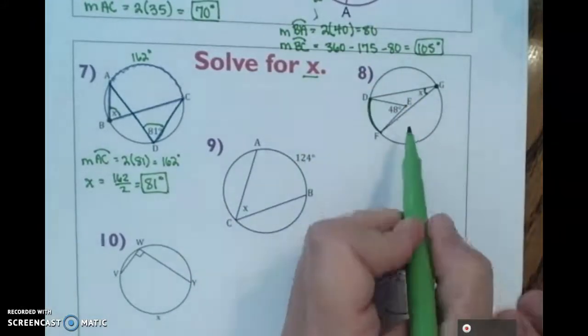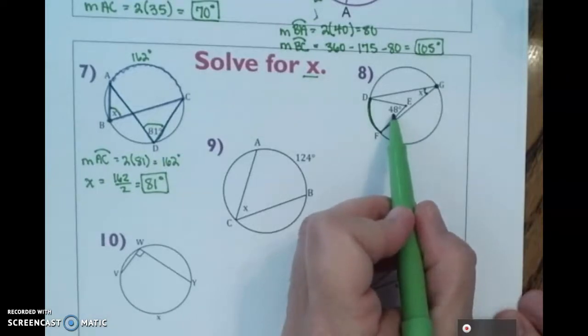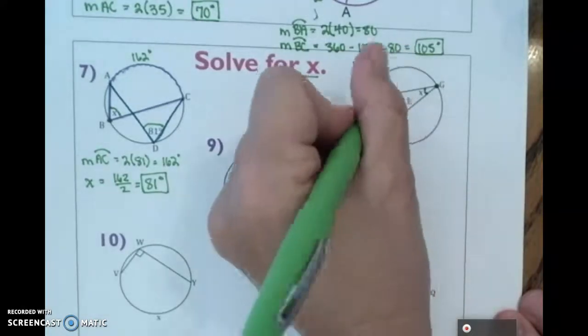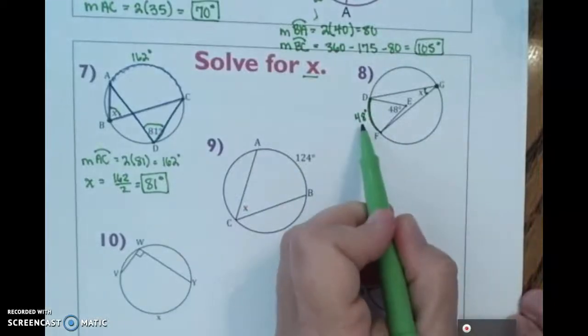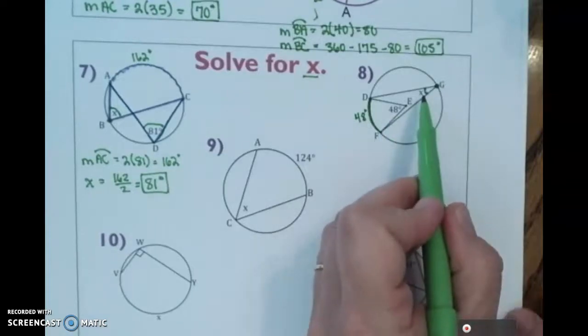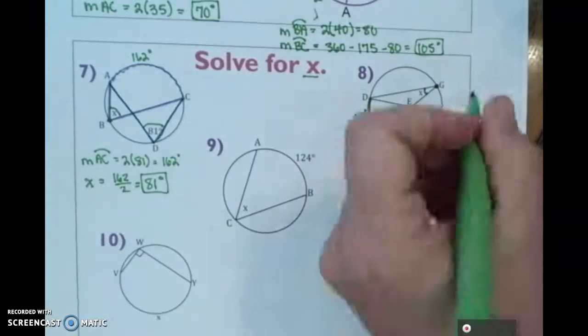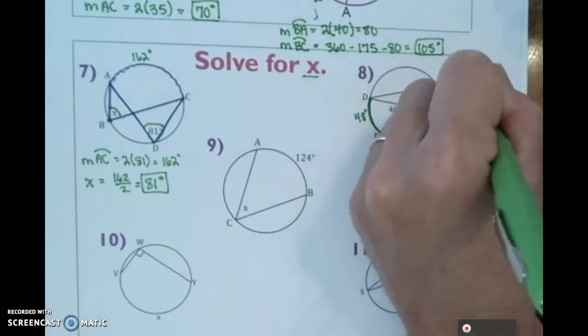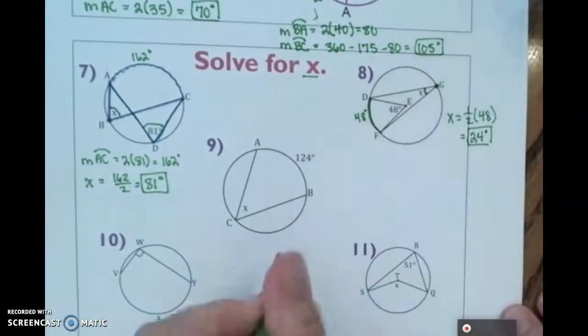Look at what else you know. You know that the central angle is 48 degrees. And what you learned from the last video is that the central angle and its intercepting arc are the same. So I know that this arc is 48 degrees because the central angle is 48 degrees. Now to find my inscribed angle, I'm going to take half of its arc. So 1/2 of 48 gives me 24 degrees.